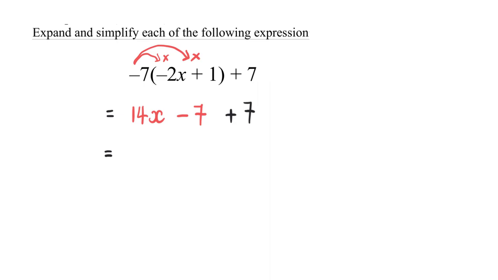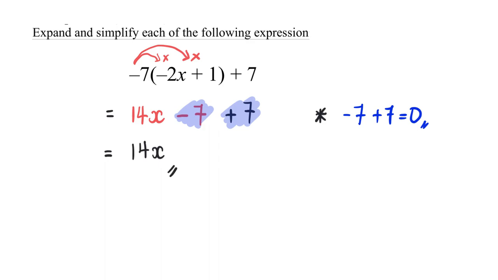And final answer for this question will be 14x. Because, do take note, negative 7 plus 7 is the same as 7 minus 7. And this one actually will be equals to 0. And when we have a 0, we are not required to write it down in the answer. So that's the end of this part of the problem.